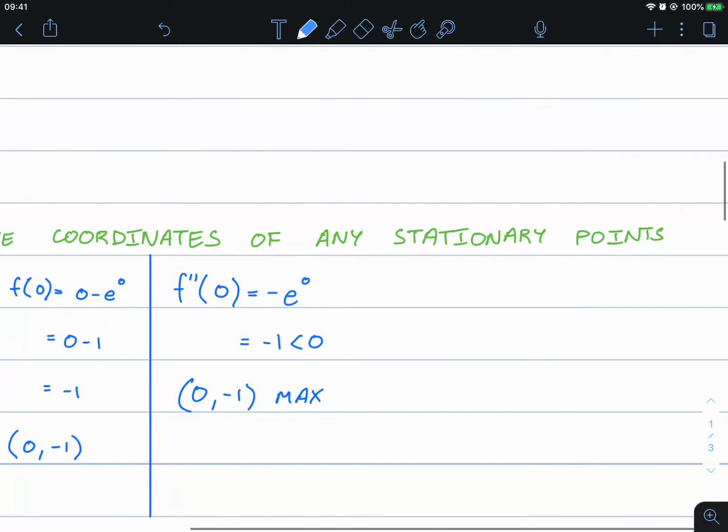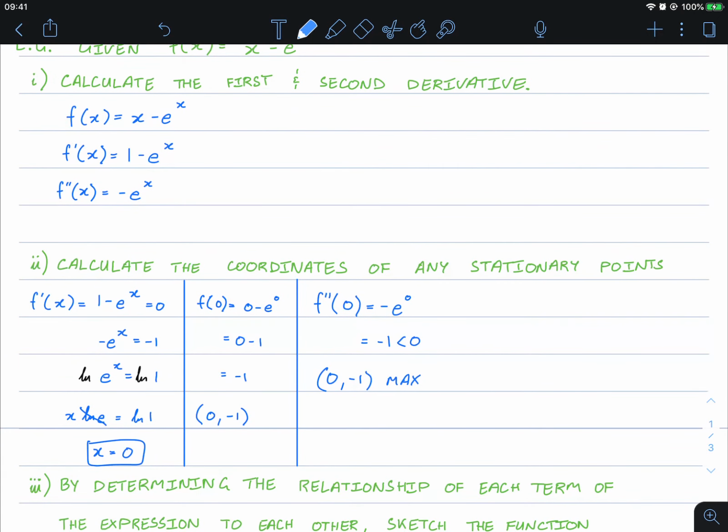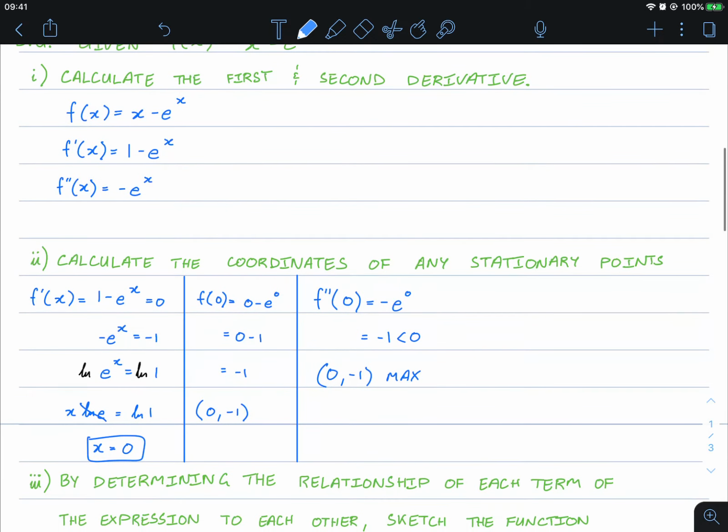In actual fact, if you take a look, any value of x we put into here will always give a negative because there is a negative as a coefficient. Hence it's always going to be a maximum, or more accurately, this function will always be concave down because the second derivative is always negative.